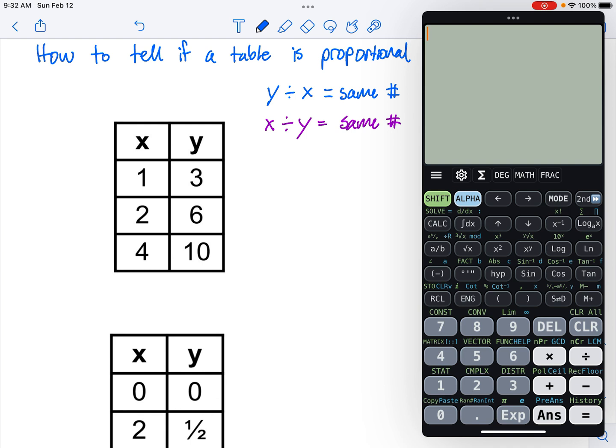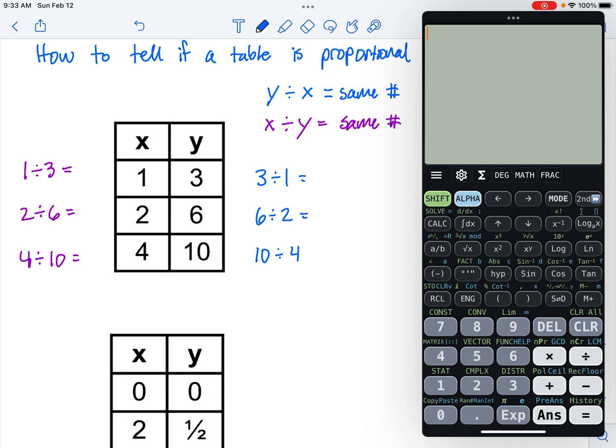For this first table, I have 3 divided by 1, 6 divided by 2, 10 divided by 4. And on the other side, I would have just the opposite way. 1 divided by 3, 2 divided by 6, 4 divided by 10. Now let's calculate what those are equal to.